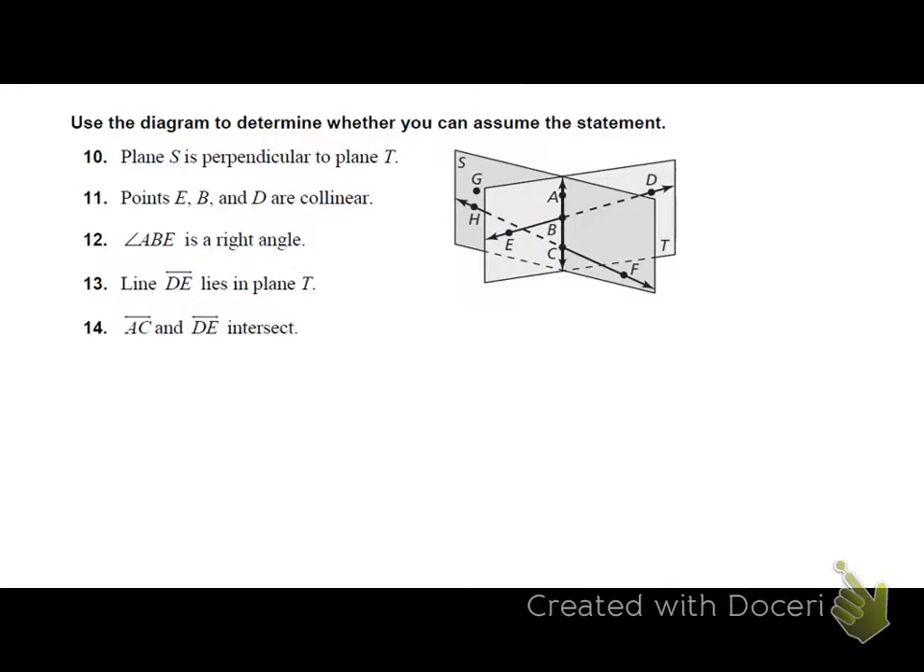I will tell you. First thing, it says plane S is perpendicular to plane T. If they're perpendicular, they intersect and form a right angle. Do you see a right angle in this picture? No. So can you assume they form a right angle? That's a no. The next one, E, B, and D are collinear. Are they on the same line? Yes. The next one, ABE is a right angle. Do you see a right angle in this picture?